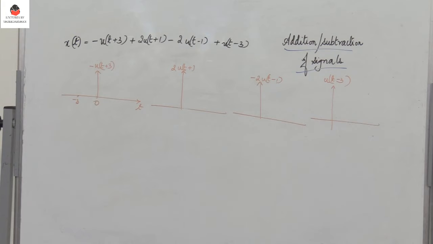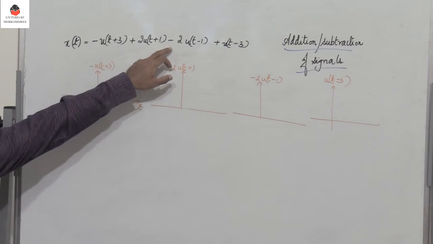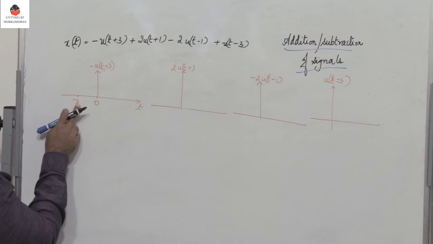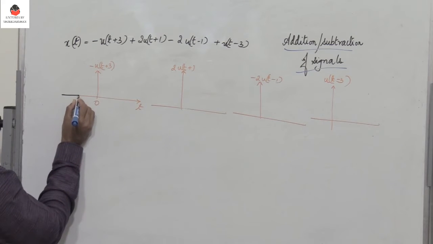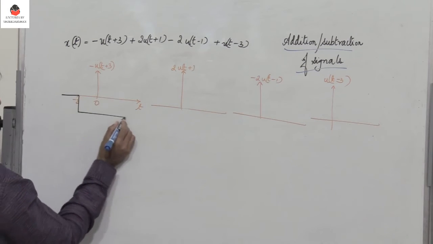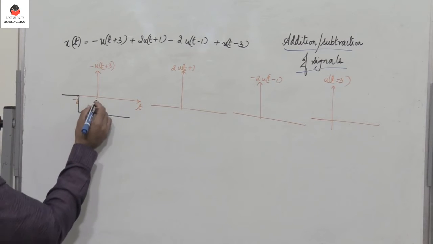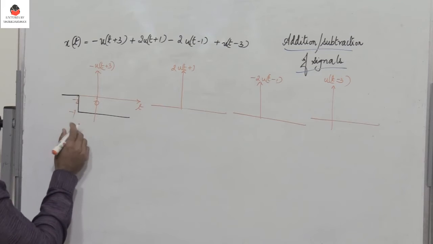Now we need to find the signal x of t, which is minus u of t plus 3, plus 2 u of t plus 1, minus 2 u of t minus 1, plus u of t minus 3. Now what is u of t plus 3? It is the step signal which exists from minus 3 to infinity, but I have a minus sign here. So the amplitude becomes minus 1 from minus 3 onwards to infinity.